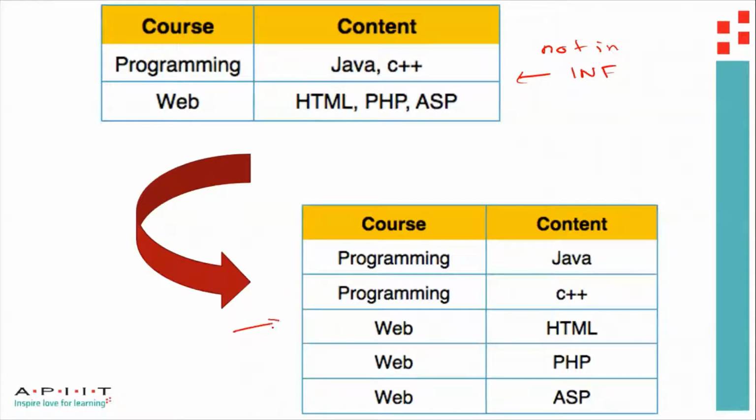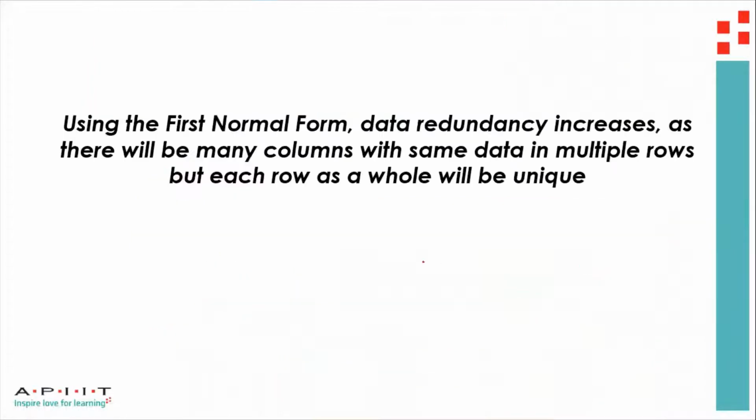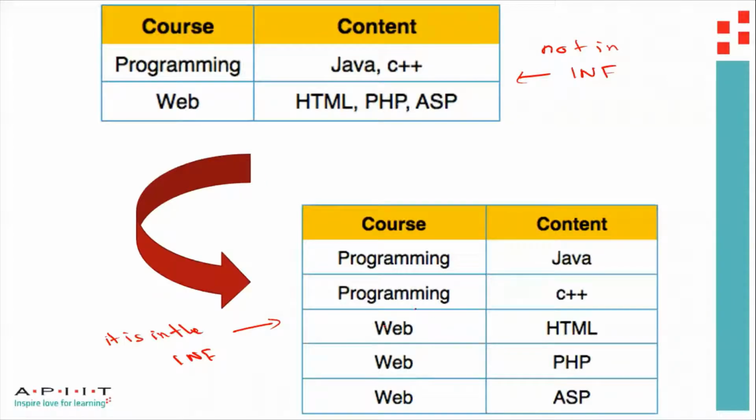Right now, this table is in the first normal form. The first normal form rule is satisfied: the domain is atomic, indivisible, just one value. Programming, just one value; Java, just one value. Any problem? Yes, some courses are repeating, so there is duplication of data. We have heavy data duplication now. But if we take the two columns together, it is unique.